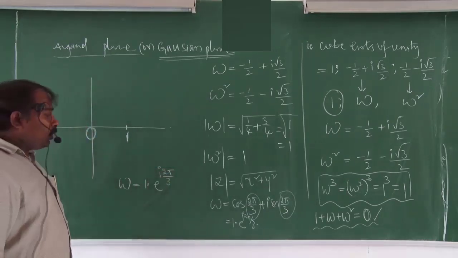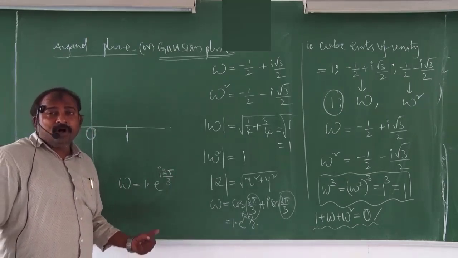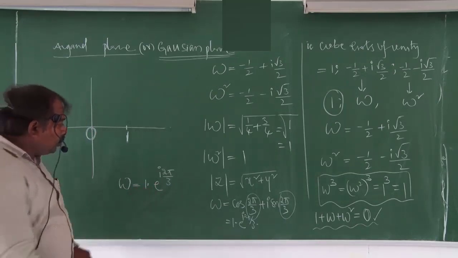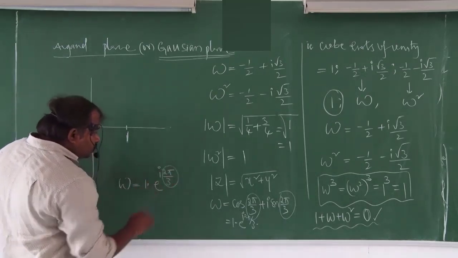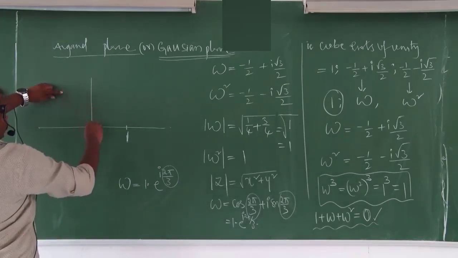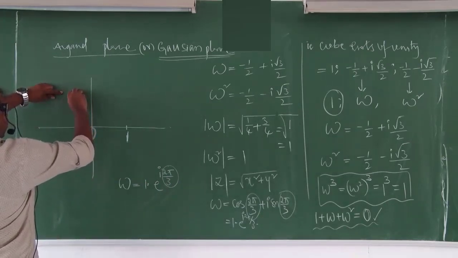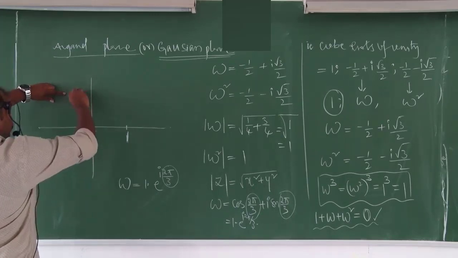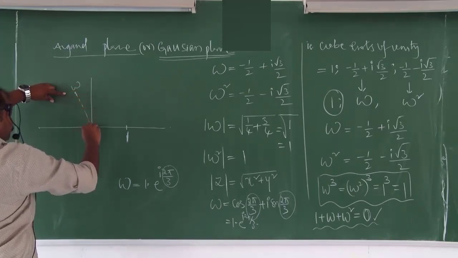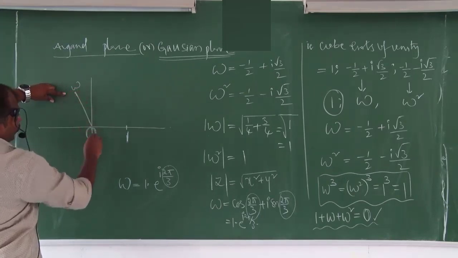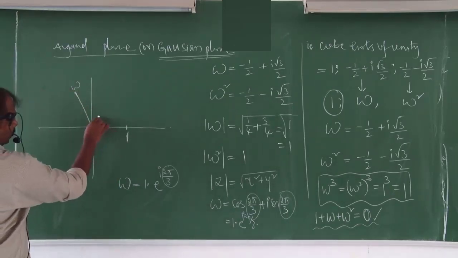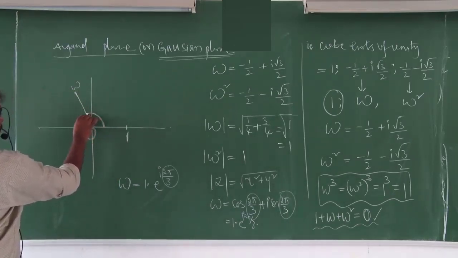According to the polar form or modulus-amplitude form, modulus equals 1 and argument equals 2 pi by 3. What does the argument mean? 2 pi by 3 means 120 degrees; this is 90, so it lies somewhere here, 30 degrees beyond. This is the omega position. The distance is equal to 1 unit, but the argument is 2 pi by 3.